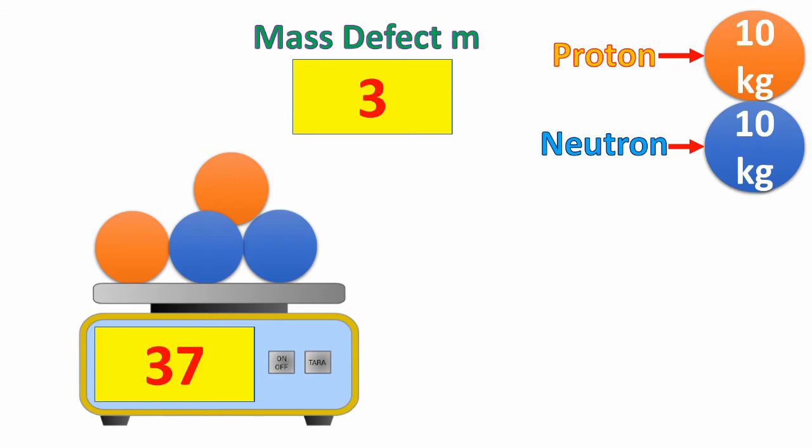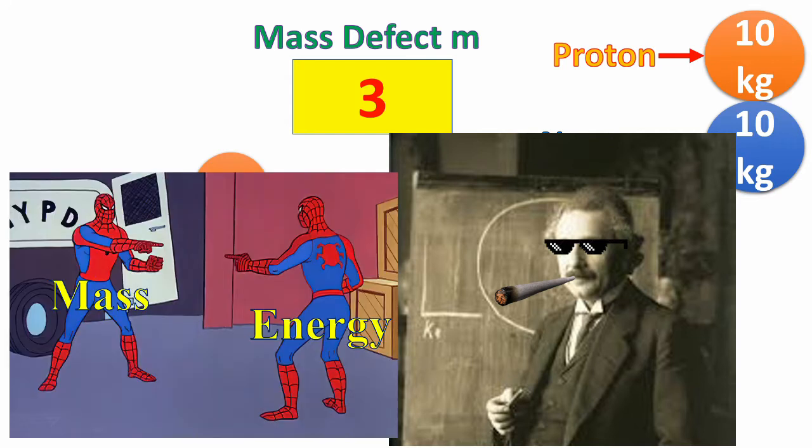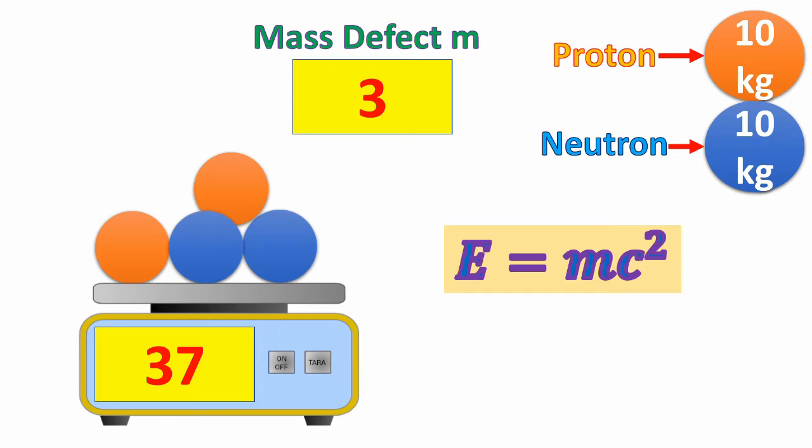But how can mass be lost as energy? That is an interesting question, because you see, Einstein found that you could convert mass into energy, that mass and energy were two sides of the same coin, and he came up with the world famous equation E equals mc squared to find the energy that you could get from a certain amount of mass.